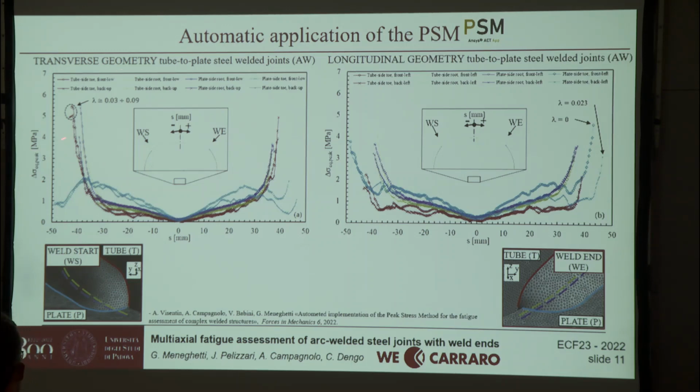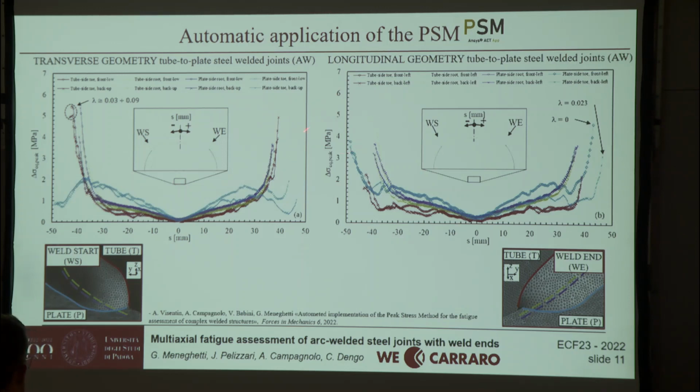As you can see, the maximum value of the range of the equivalent peak stress is reached in correspondence of the weld start at the tube side toe. That is in agreement with the experimental data. It was the crack, difficult to identify with the naked eye, that I showed you before.